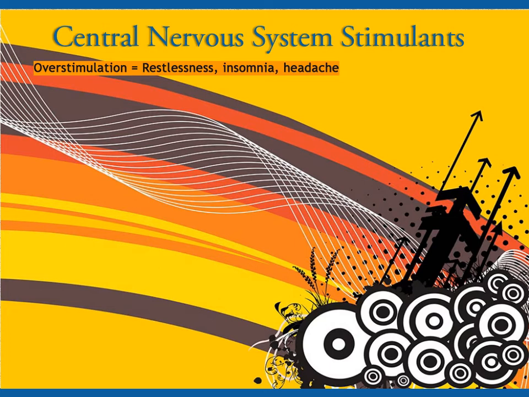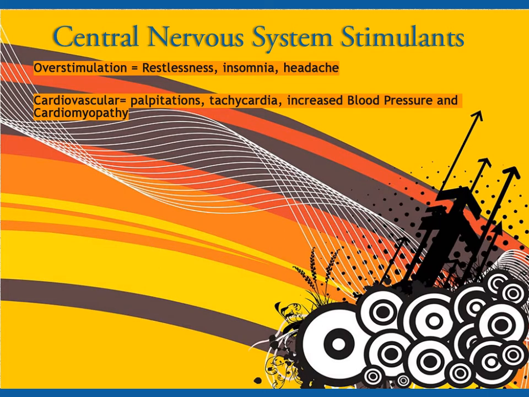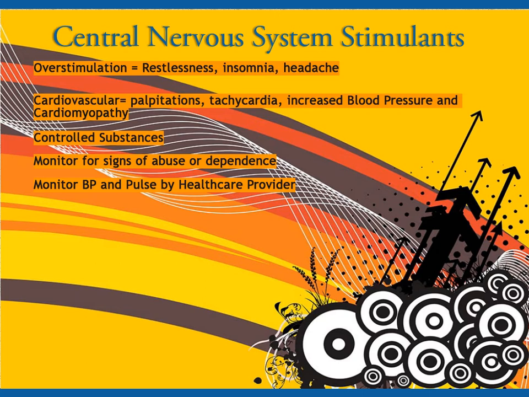However, adverse reactions are not only limited to the central nervous system. Cardiovascular reactions include palpitations, fast heart rate, and increased blood pressure. An enlarged heart may occur with long-term amphetamine use. Most of the medications in this classification are controlled substances, and there is a risk of abuse and dependence associated with their use. The person should be monitored for signs of drug dependence or abuse. Also, the person's blood pressure and pulse should be checked by a healthcare provider periodically.